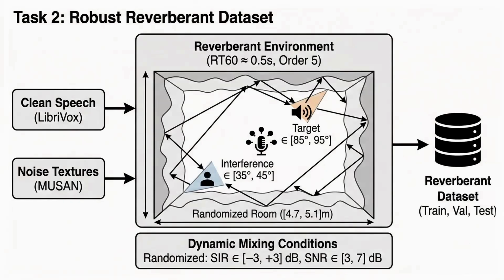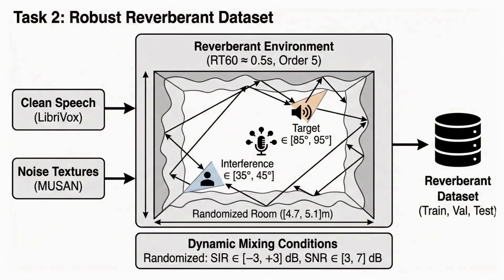Task 2, robust reverberant dataset generation. However, the real world is not anechoic. Task 2 introduces reverberation, which smears the spatial clues we rely on. To build a robust model, we moved to a highly randomized protocol. First, we targeted a reverberation time, or RT60, of approximately 0.5 seconds using the image source method with order 5 reflection. This simulates realistic echoes bouncing off walls.